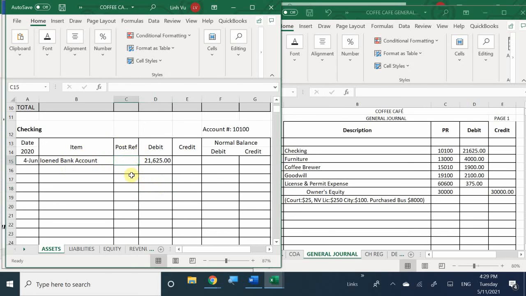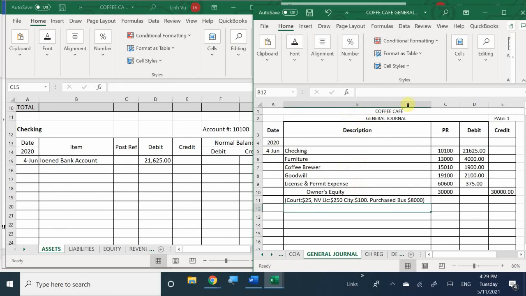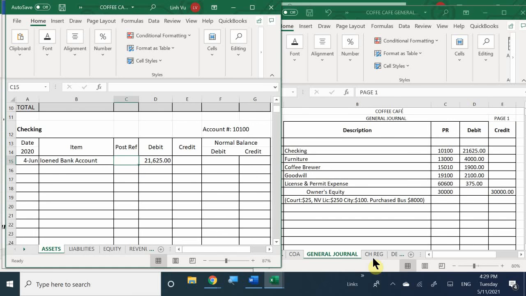Okay. Now here the post reference is going to be a little different. I'm going to use my post reference as where and when you can locate this transaction. So this post reference is going to be your general journal page number. Wherever the transaction has happened, you're going to indicate it here. As we noticed, on my general journal, this is page number 1. So how am I going to reference it? This transaction, for me to open my bank account and debit this 21,625, I can locate this exact transaction in my general journal page number 1. So that's exactly what this reference is.